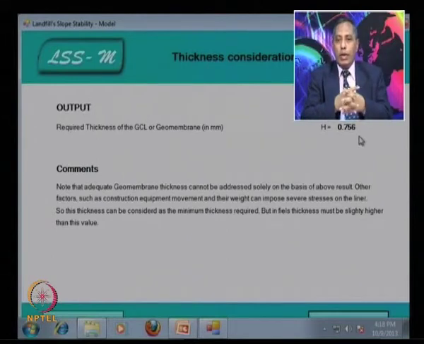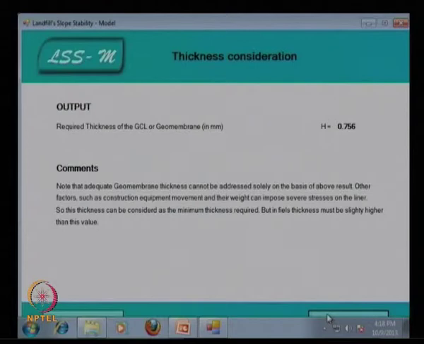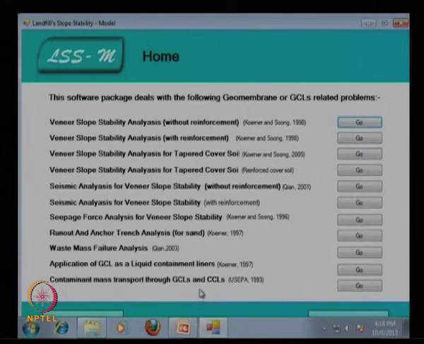So sometimes, though it is 0.776, it is always preferable to put in a thicker one, then you can give 1 millimeter or 1.5 or 2 millimeter. Because sometimes it is necessary that when you dump any waste material and it is compacted, there is a possibility of damage to the geomembrane. So it is preferable that you give a little bit more thickness.